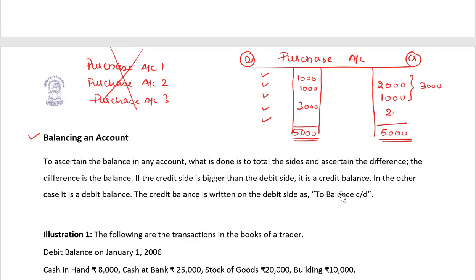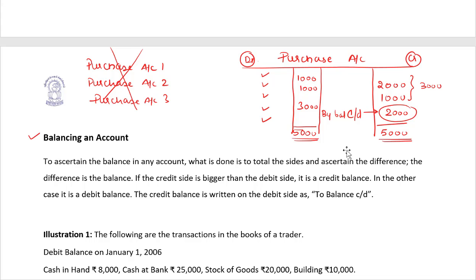This 2000 is the balancing figure. This 2000 is left over here. This is known as the balancing figure, that is the closing balance. We will write "By balance carried down". That is the closing balance of the purchase account, by balance carried down. Is it clear? Okay. I hope you understood how we are going to balance a ledger account.